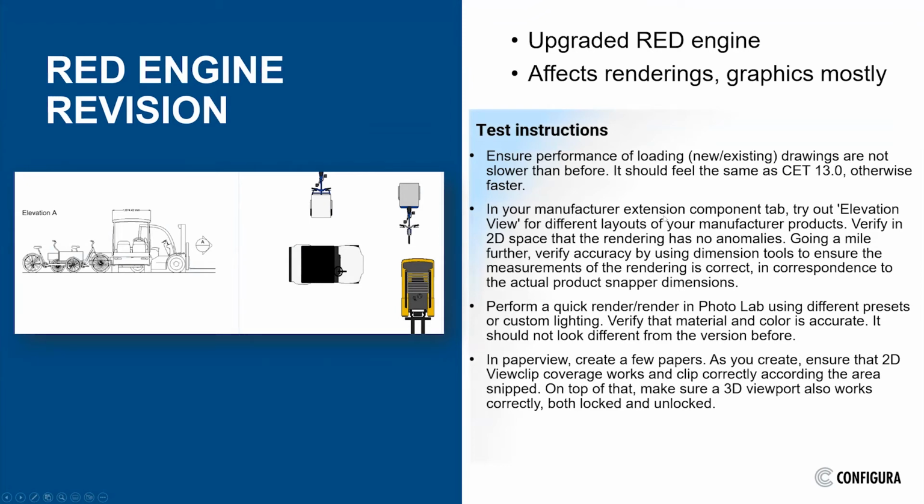In your manufacturer extension component tab, it's very important to try out elevation view. What you can see here in the 2D space should be as accurate. Try elevation view for different layouts of your manufactured products, verify in 2D space, and make sure there is nothing different, no anomalies.